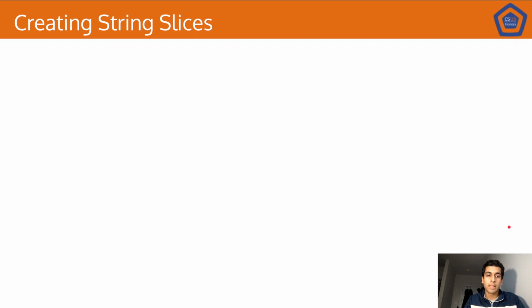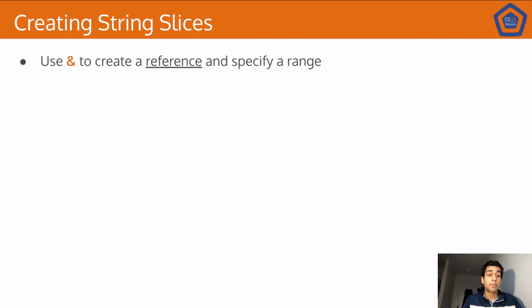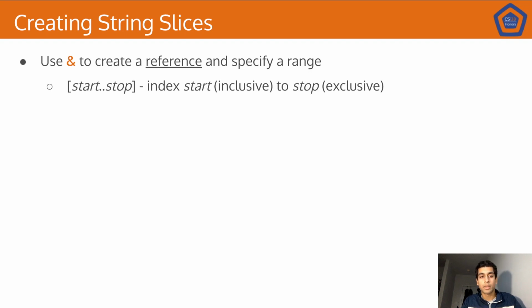When we want to create slices, we're essentially creating a reference to a portion of the string. So we use the ampersand symbol again to create an immutable borrow of the string. And then we need to specify a range, the number of characters we want, where we want to start and where we want to end. You can do that with a couple of different notations. You can use brackets with an index to start at and an index to stop at. The start is inclusive, the stop is exclusive.